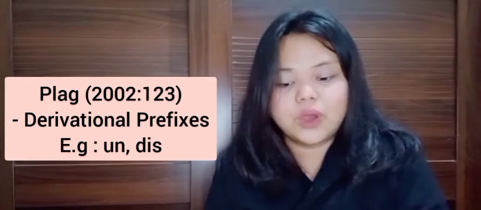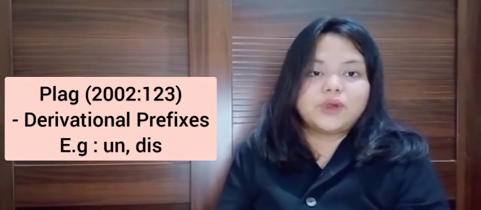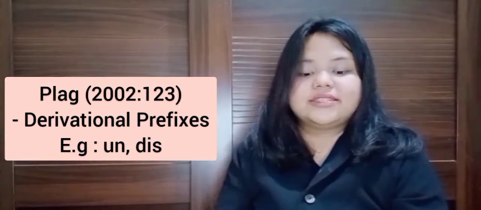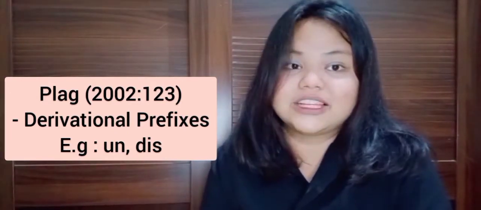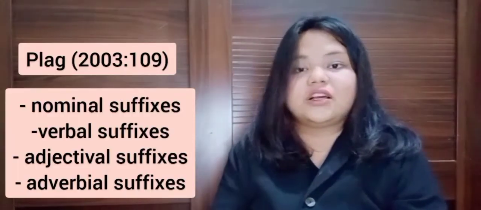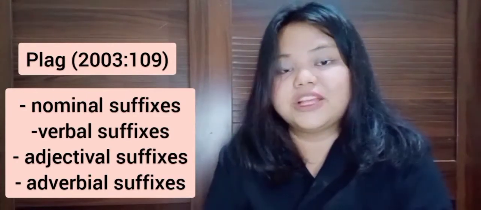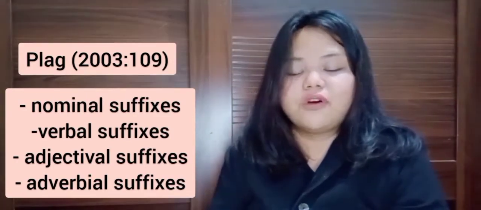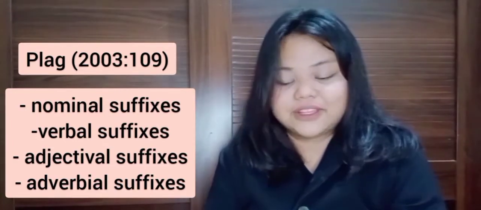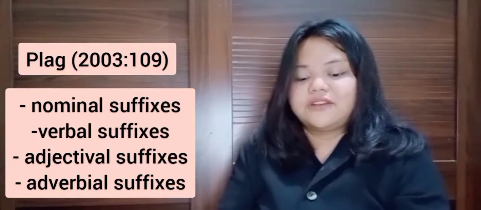Derivational prefixes, according to Plag 2002, page 123, are added to make a new word with the same word class and different meanings, such as un-, dis-, and so on. And derivational suffixes, according to Plag 2003, page 109, there are four kinds of suffix: nominal suffixes, verbal suffixes, adjectival suffixes, and adverbial suffixes.